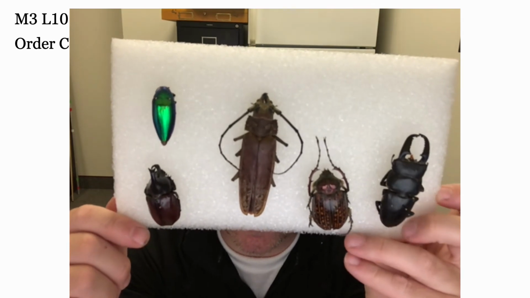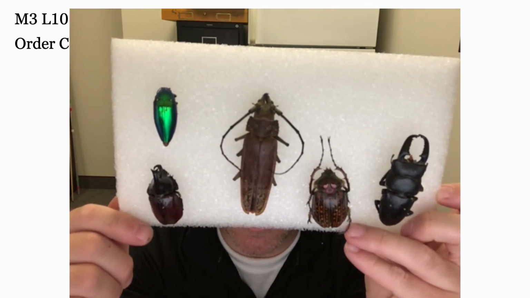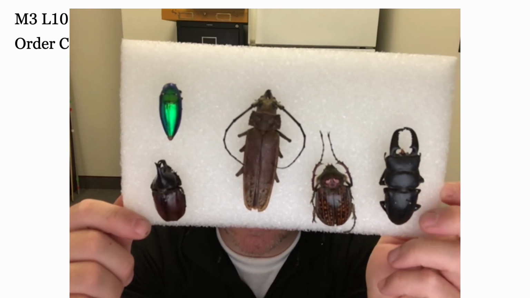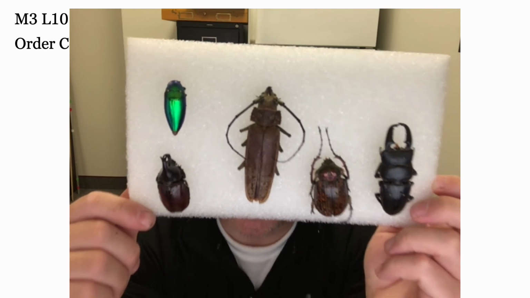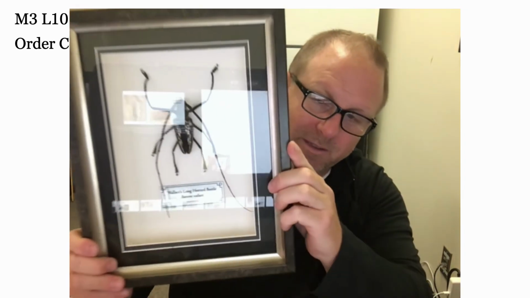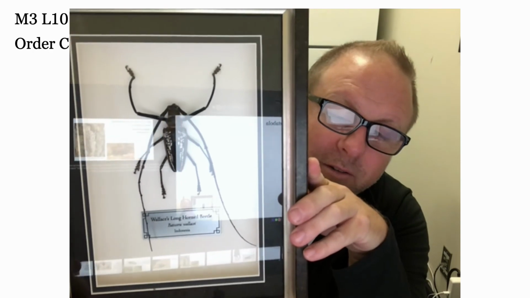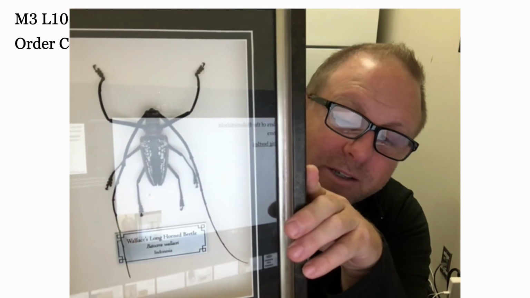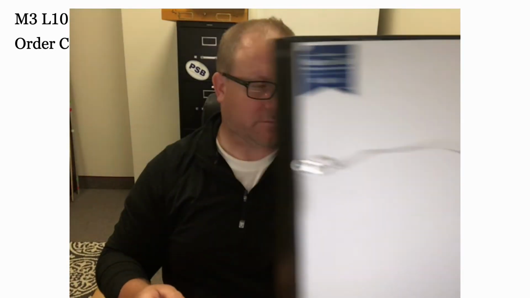Next to that over here is a kind of jeweled scarab, very cool beetle. And then at the end here is a stag beetle, kind of like the one we were just looking at, with those massive, impressive mandibles. And then I've got one other one to show you. This is Wallace's longhorn beetle. This I did not collect. This was given to me as a gift from my former students. But look at the size of that thing. It's just a massive beetle with incredibly long antennae. One of the coolest beetles I've ever seen. Sorry, the reflection's not so good. But Wallace's longhorn beetle from Indonesia.